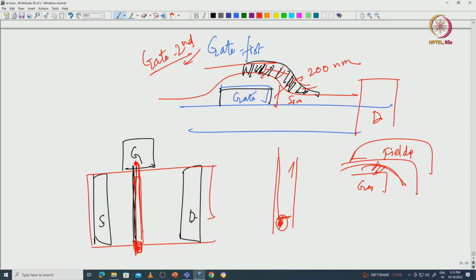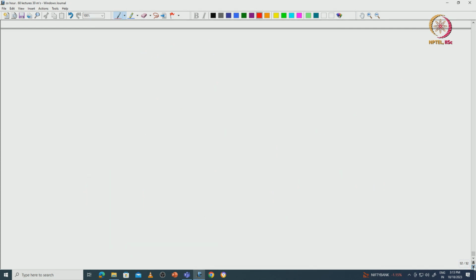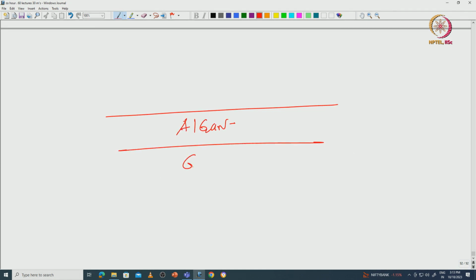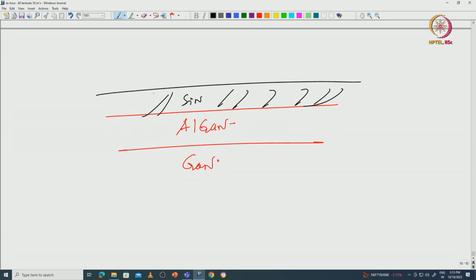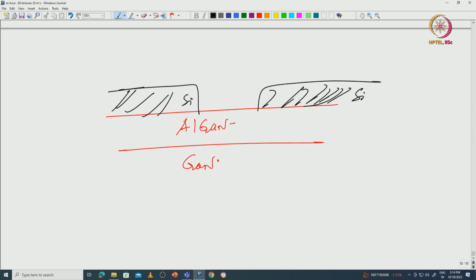What people do is that, this is also widely adopted in industry, by the way, the gate second process is that after you have source drain, for instance, this is your AlGaN, this is your GaN. What you do is that you put silicon nitride everywhere. Then you do lithography and you open up a little bit of silicon nitride here. So it will look like this. This is silicon nitride.